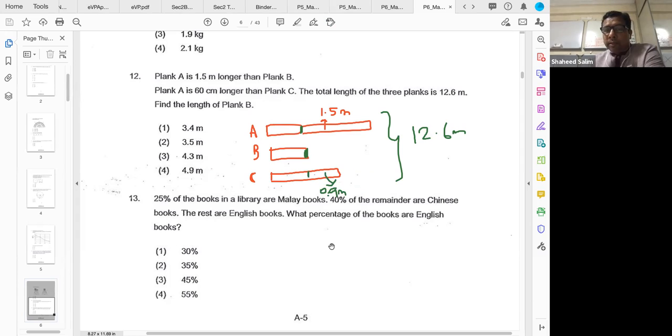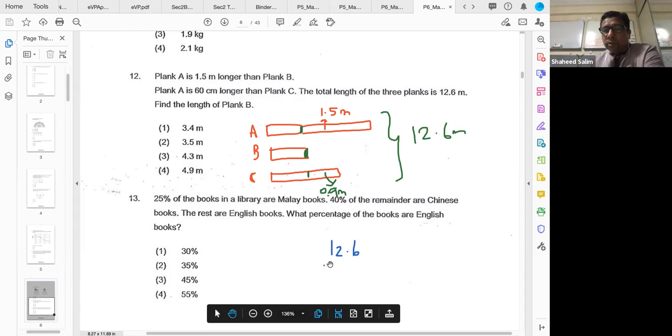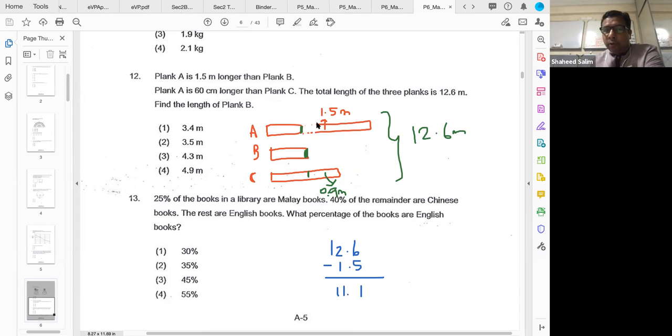Step 1, what do you do? You take 12.6 minus 1.5. Once you minus, how much do you get? You get 11.1. When you minus that, what does it mean? It means that this part here has disappeared. It's gone already. This part is gone.